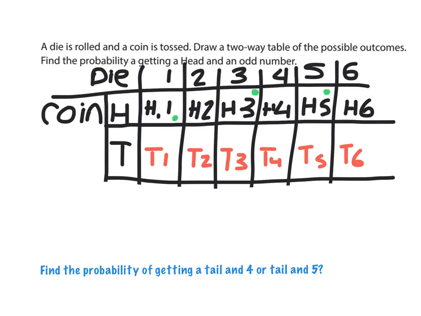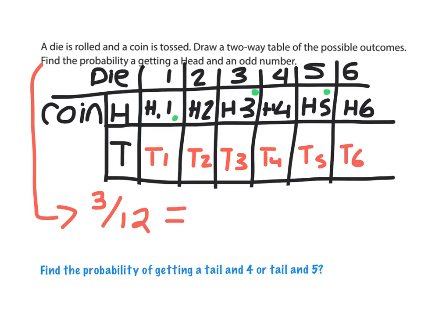Now, how many outcomes do I have altogether? 1, 2, 3, 4, 5, 6, 7, 8, 9, 10, 11, 12. Okay. So the probability, just draw an arrow down here, of getting a head and an odd number is 3, because it happens 3 times, over 12, the total number of outcomes. And that can be simplified to 1 over 4, which is the same as 0.25.